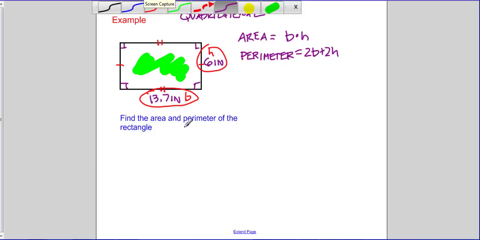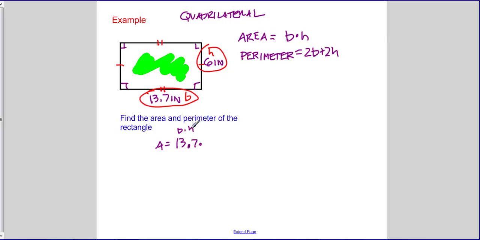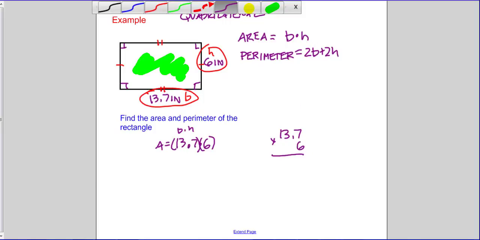Here I'm just multiplying. So the area is b times h. Well, b is 13.7 and h is 6. I'll use parentheses here. So I just multiply those together. That's 13.7 times 6. Now when I multiply, you don't necessarily line decimal points up. You line the numbers up to the right side like this.